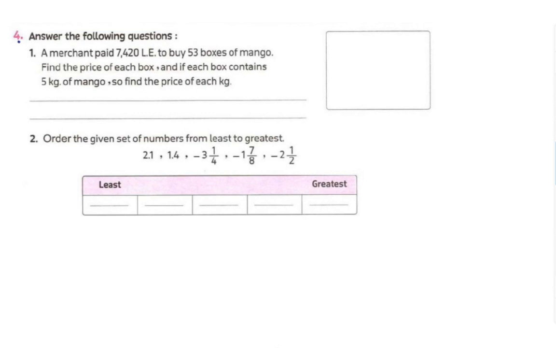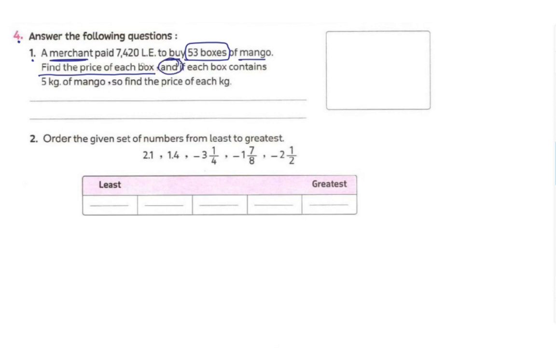Answer the following questions. Question number 1. A merchant paid 7,420 LE to buy 55 boxes of mango. We have a merchant, seller or buyer, okay? He paid money, the number 7,420, to buy what? To buy 53 boxes of mango. The question is, find the price of each box.